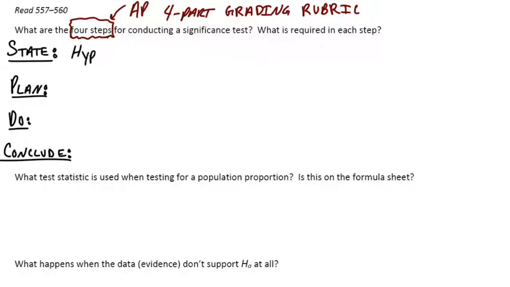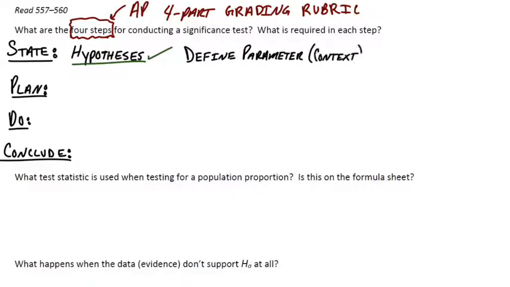That'd be a good place to state what your hypotheses are, right? What's the null hypothesis? What's the alternative hypothesis? Along with stating the hypotheses, you need to define the parameter in context. So whether it's p or mu, you need to say what it is in the context of the problem. And lastly, the one that kids oftentimes forget, you've got to say what the alpha level is. So whether you're going to use 0.05 or 0.01, you have to say what alpha level you're going to use. Typically, it's just 0.05.